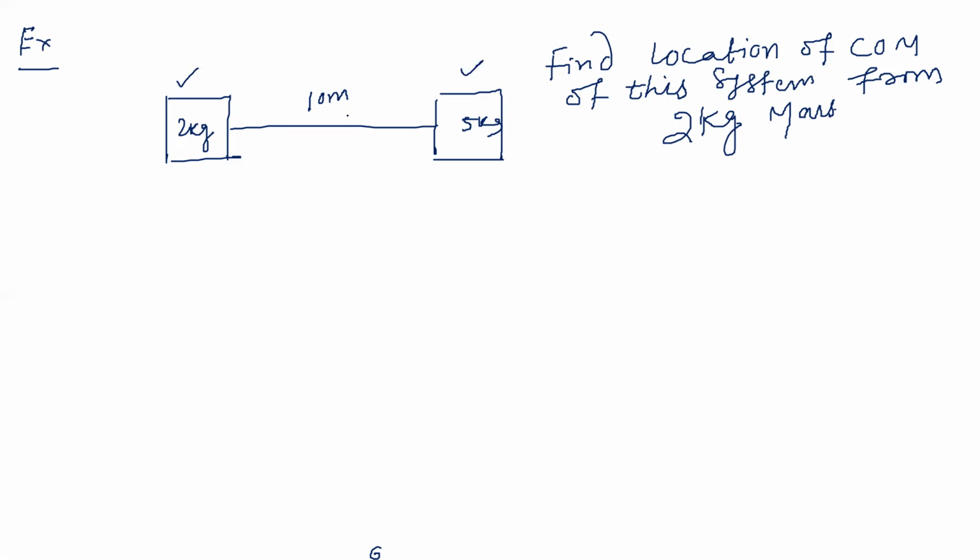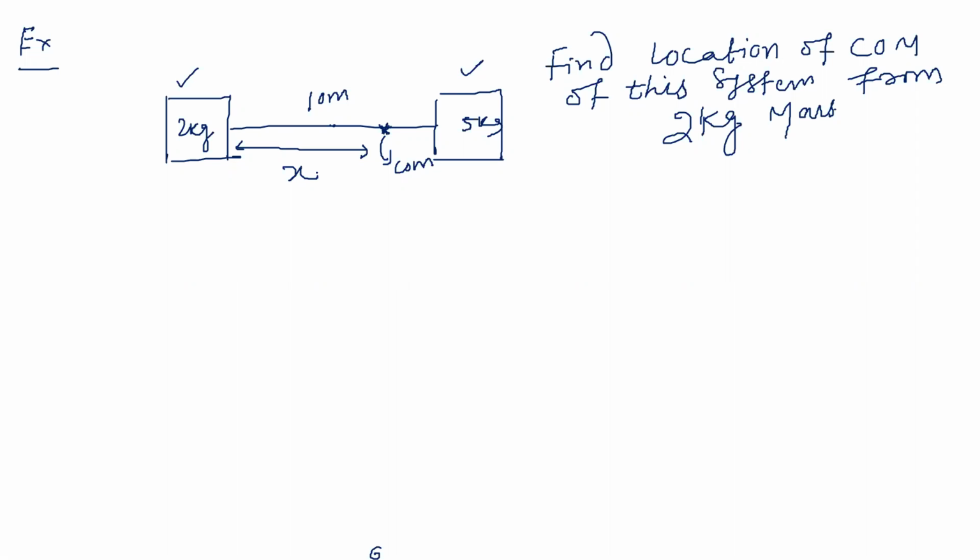Friend, this is 2 kg, this is 5 kg, this distance is 10 meter. So definitely the center of mass will be on which side? Towards 5 kg, from the middle, or towards 2 kg? Definitely towards 5 kg. See, the center of mass will be here. And he's asking to find the distance from 2 kg. Let the distance be x. Understood, students?